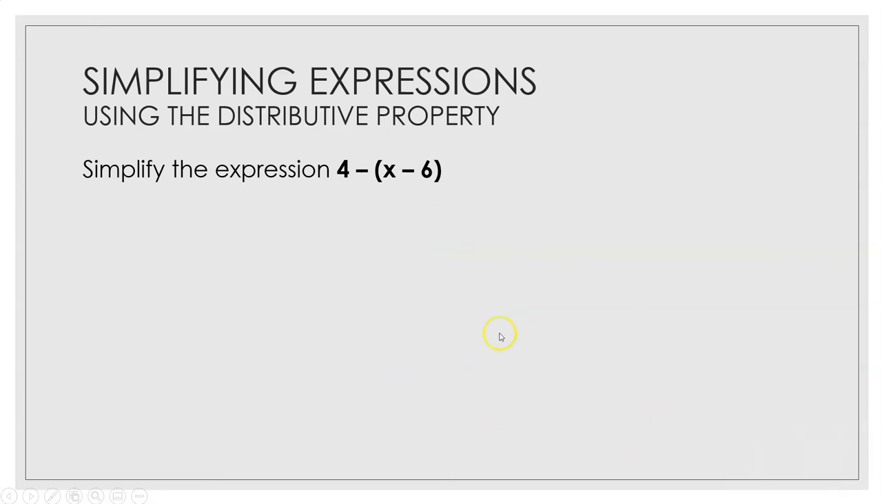Here's one more. Now when you use the distributive property, you've got to make sure you're distributing whatever's directly in front of your parentheses. I see a 4 here, then I see a minus sign. This minus sign is what's directly in front. Anytime you see something like this, think of this as a minus 1, a negative 1.